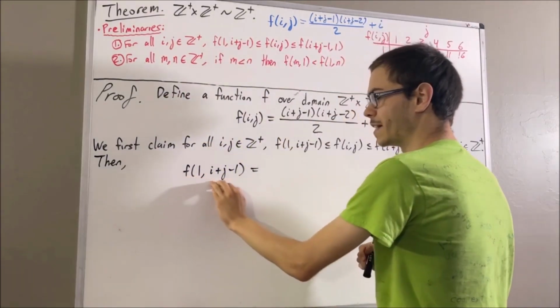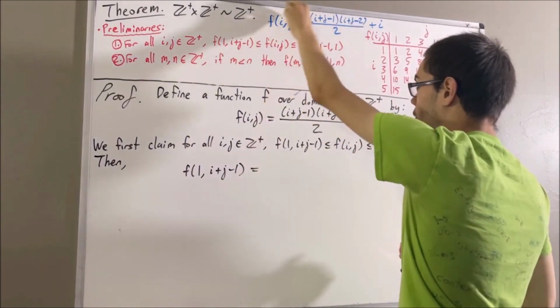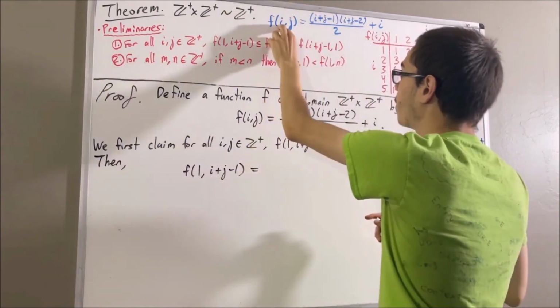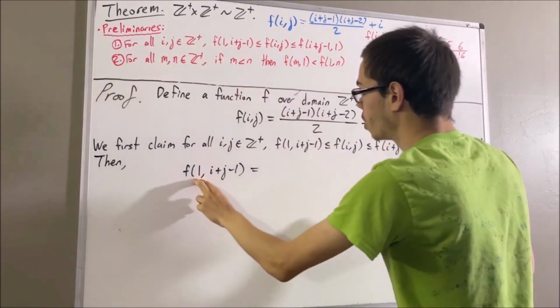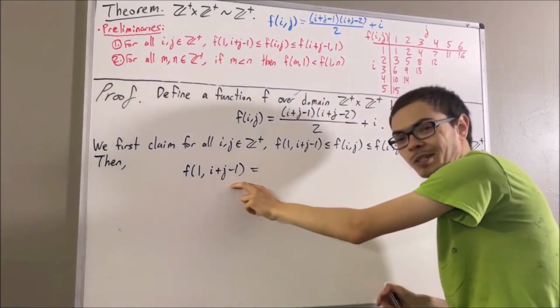Now, what is this value? Well, to figure out what it is, we're going to use the formula, right? We're going to take everywhere we see an i and replace it with 1. Everywhere we see a j, replace it with i plus j minus 1.